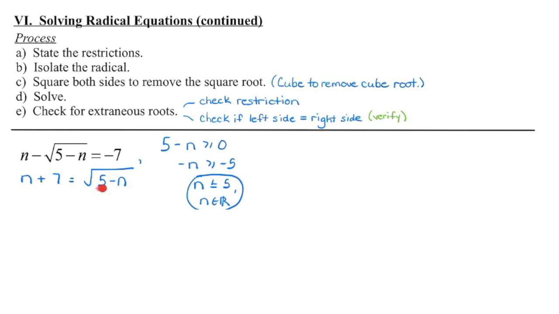And then because I want the radical by itself, I'm now going to get rid of that negative 7 on the right by moving that over. So remember, every time you cross that equal sign, the sign flips. All right, so now the radical is isolated. I need to square both sides to remove the square root.